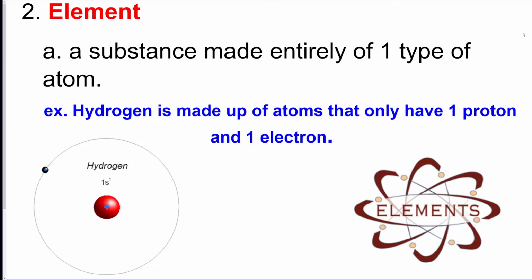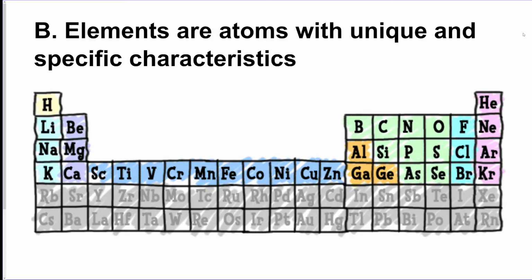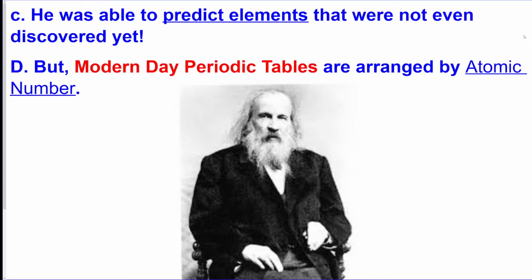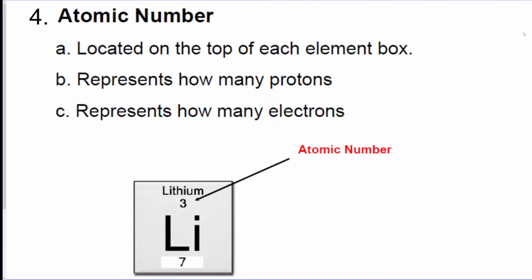Here we go. An element on the periodic table is only made of one type of atom, and each element has its own unique characteristics, like a fingerprint on a human. This guy, Dmitri Mendeleev, was the one who figured out the order of the elements on the periodic table, a type of pattern that existed between them. So he put them in order of atomic mass, which is how much their nucleus weighed. He was actually able to leave blanks in his pattern to predict elements that were not even able to be on the table yet. But today we actually use the atomic number, which we're going to learn about in a second, to order the elements.